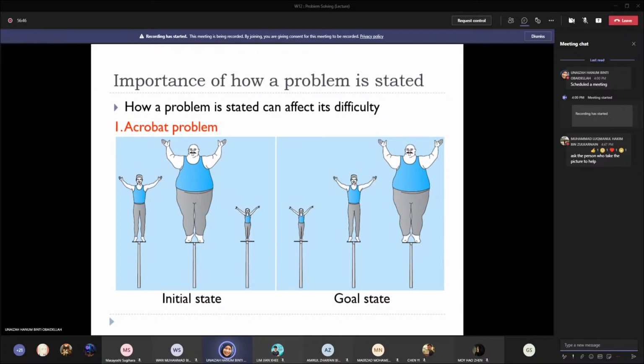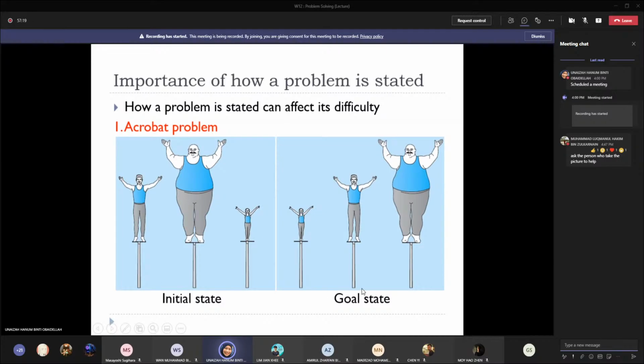What we want to look at now is the importance of how a problem is stated, because it actually determines how well we can solve the problem. First of all is problem difficulty. Now you have solved the Tower of Hanoi, right? So you know that you have certain rules that you can apply, and you go from one state to another. You have the initial state and you want the goal state.